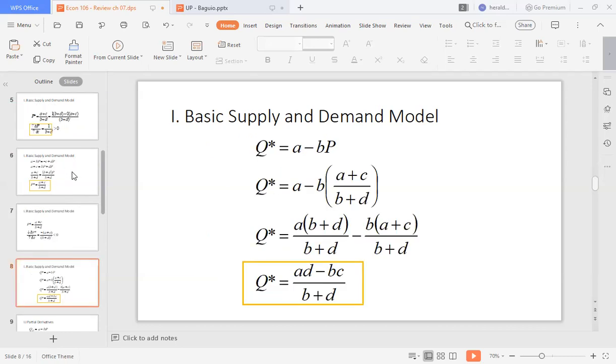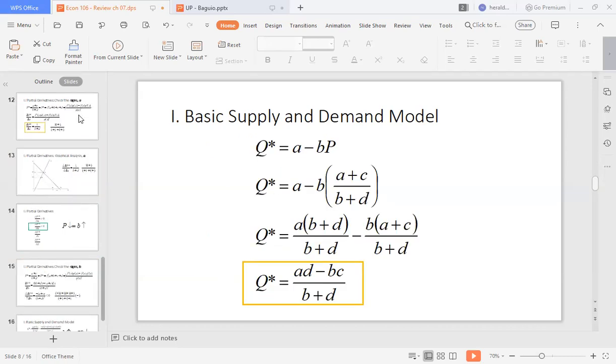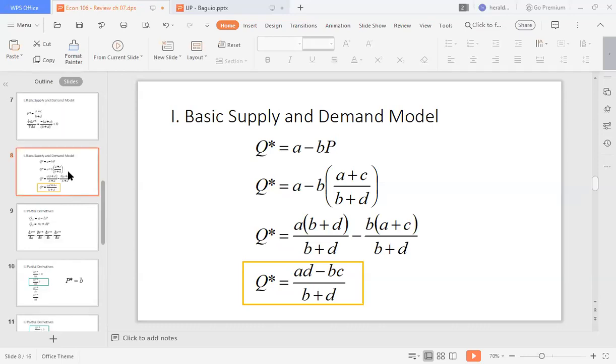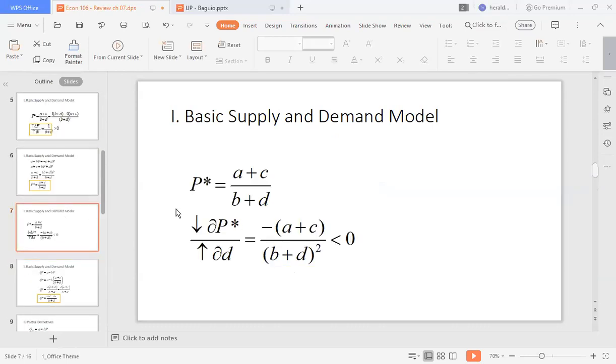So now the D. Okay, here. And also we did the same for D. So again, we get partial P, partial D. And using the same quotient rule, we noted that it is lesser than 0, which means D and P star would move in different directions.